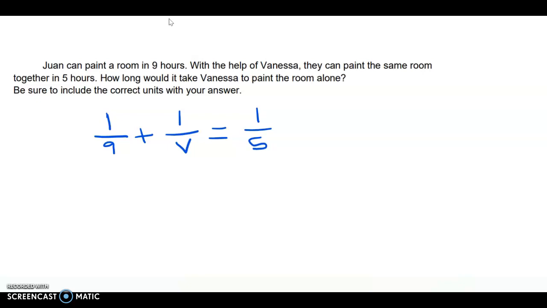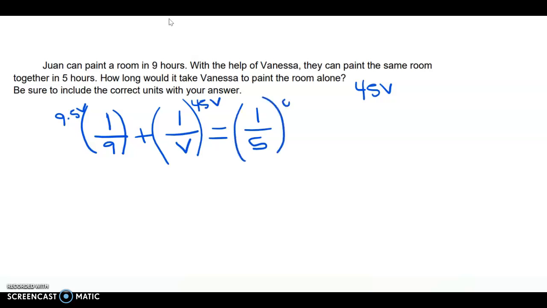Okay, so we have 9, V, and 5 in the denominator. We need to multiply by the LCD here. So 9 and 5, since they don't have common factors, our LCD will just be 45 for them, and then V. So we'll multiply each one by 45V, or we can even say 9 times 5V. Here I'll just put 45V, because it's the same thing, right? But it just makes it easier to cancel.